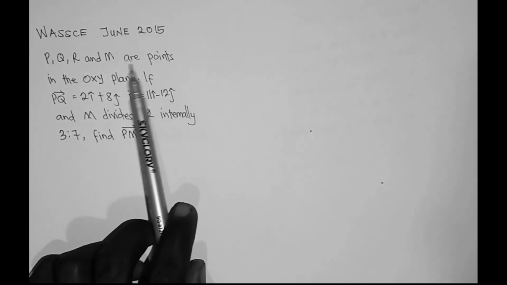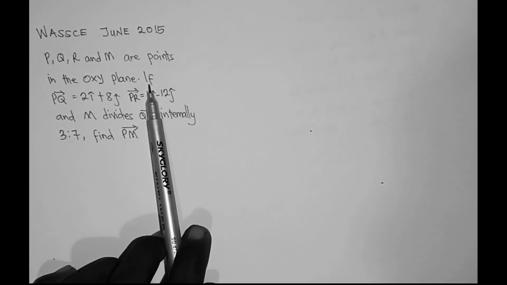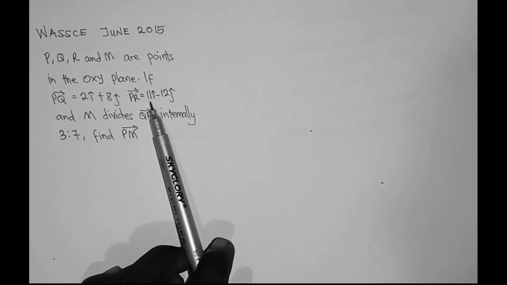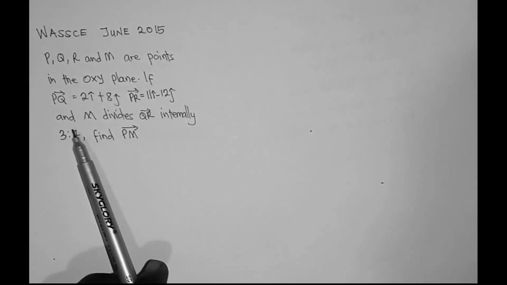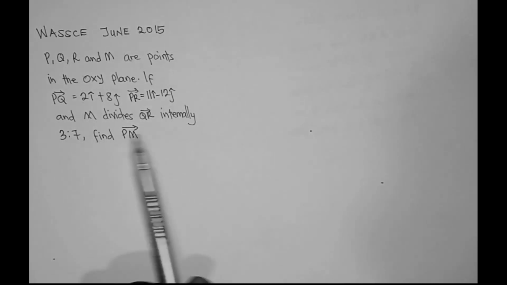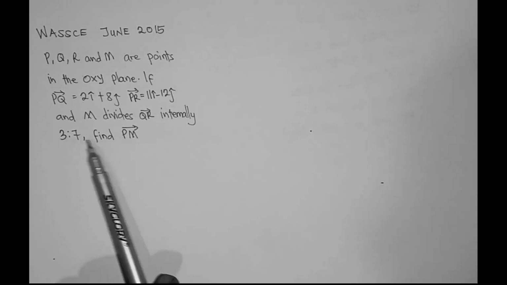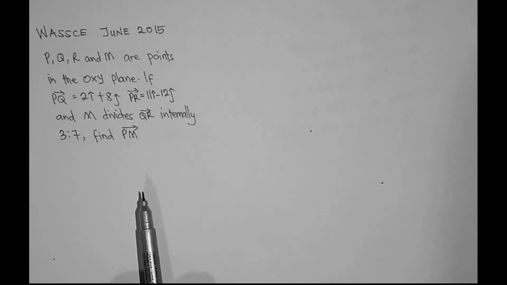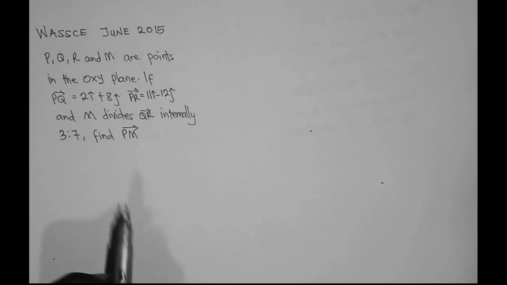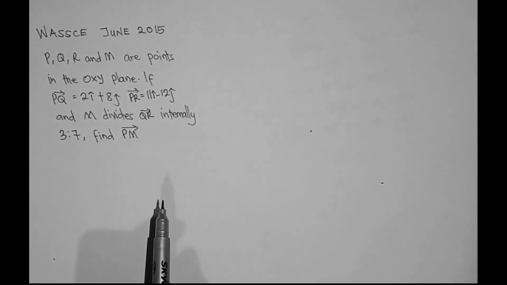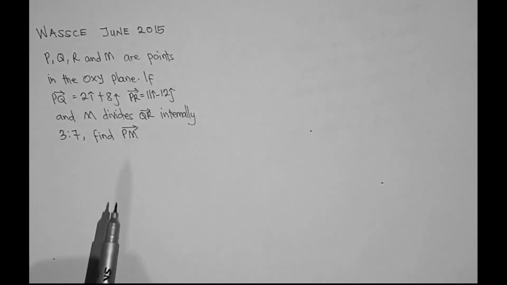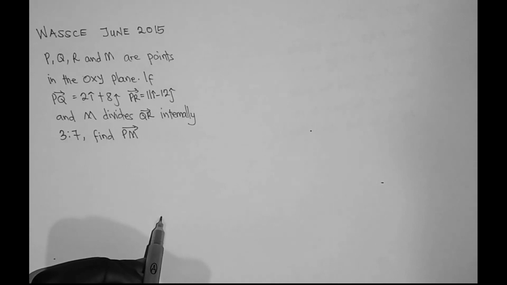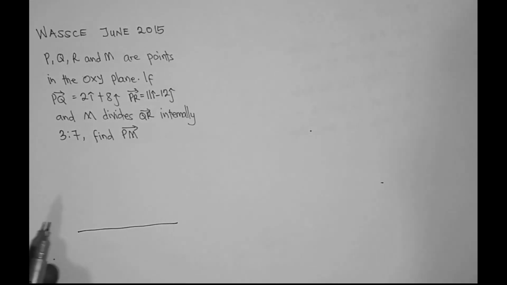P, Q, R, and M are points in the OXY plane. If PQ equals 2i plus 8j and PR equals 11i minus 12j and M divides QR internally in the ratio 3:7, find PM. So let's sketch. So PQR. So since there are 3 points, then we can know that this is a triangle. So let me sketch it here. So let's assume we have this triangle.